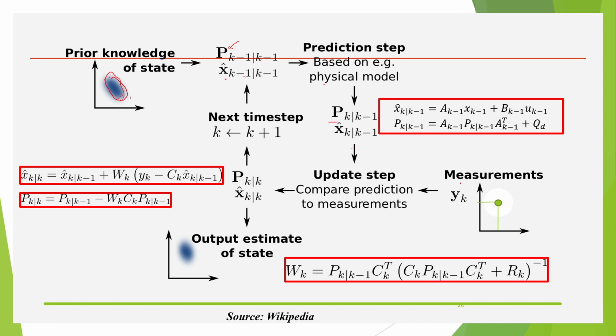And then upon the new measurement y_k, we update this prediction by this formulation, the same formulation as earlier. And then the output of our system is this term, the output estimate of the state. This is just additional information of the Kalman gain here.